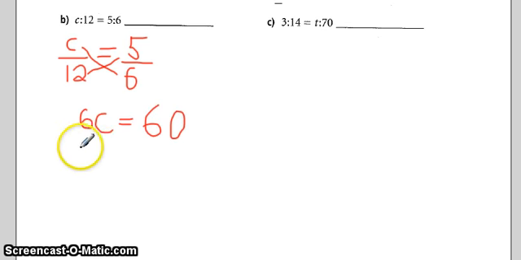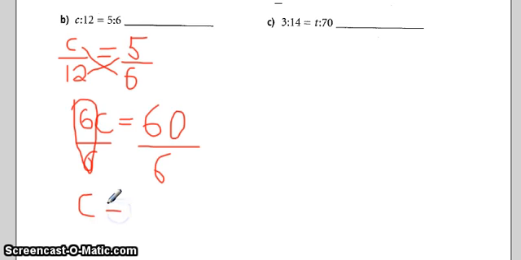I want to isolate that variable, so to get rid of this 6, I divide by 6. Whatever I do to one side, I do to the other. And of course, these will cancel each other out. So I'm just left with C on the left side. And 60 divided by 6, of course, is going to give me a 10. So 10 to 12 is the same ratio as 5 to 6.